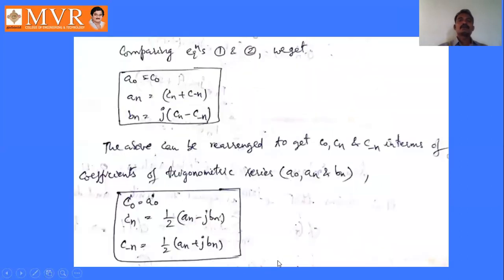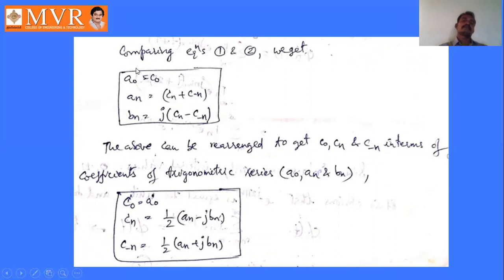Now refer to the trigonometric form of the Fourier series, that is m of t equals a naught plus sigma n equals 1 to infinity an cos n omega naught t plus bn sin n omega naught t. Now compare these two equations. So c naught becomes a naught, an is equal to cn plus c minus n, and bn equals j into cn minus c minus n. By rearranging these equations, we will get the expressions for c naught, cn, and c minus n in terms of a naught, an, and bn.